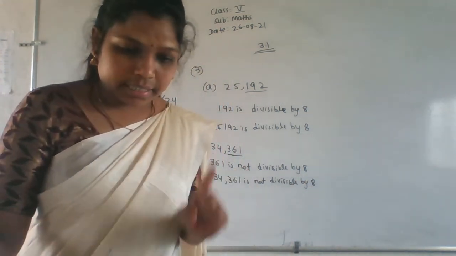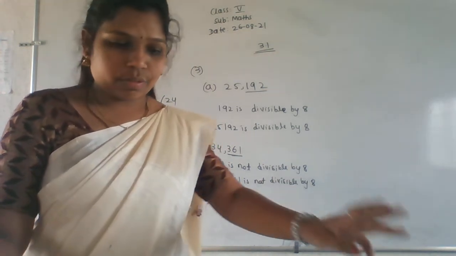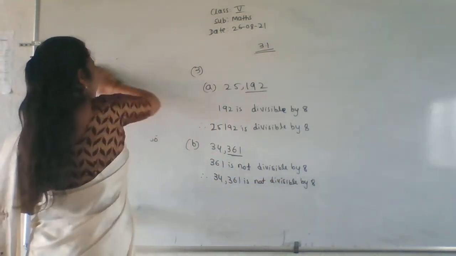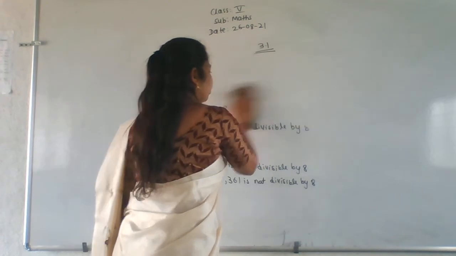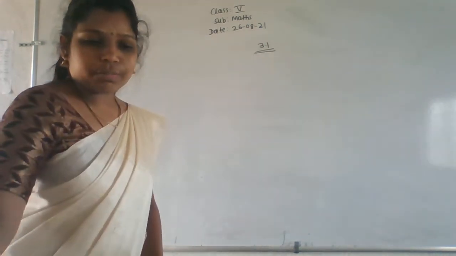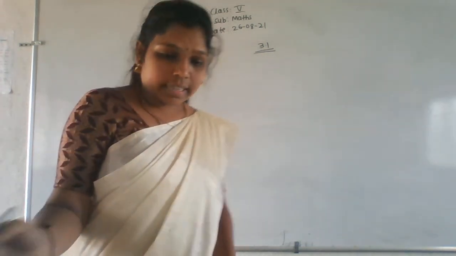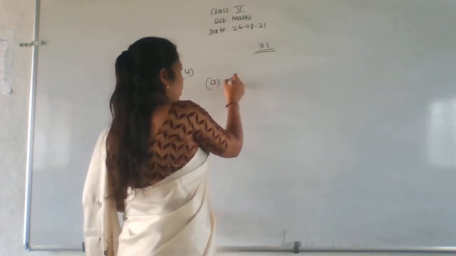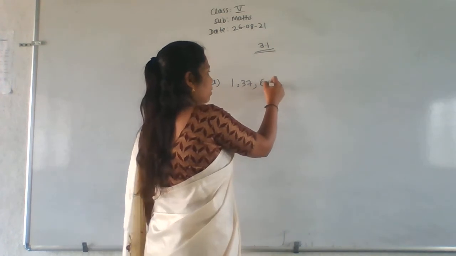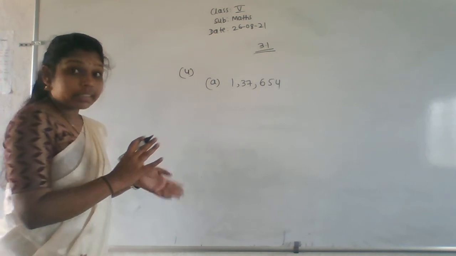Next, c-th one, d-th one, e-th one, all next 3 problems do it yourself. Okay. So next we will go for the fourth main. Fourth main, that is a-th one, 1,37,654. So we have to take the sum of the alternate digits.